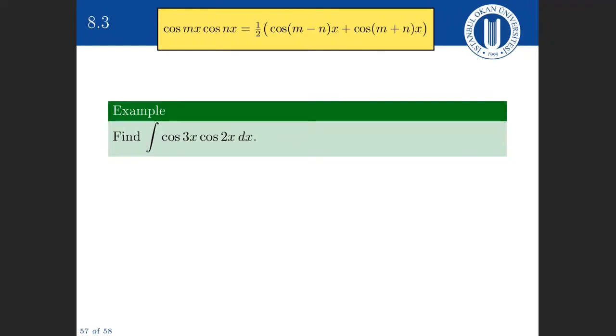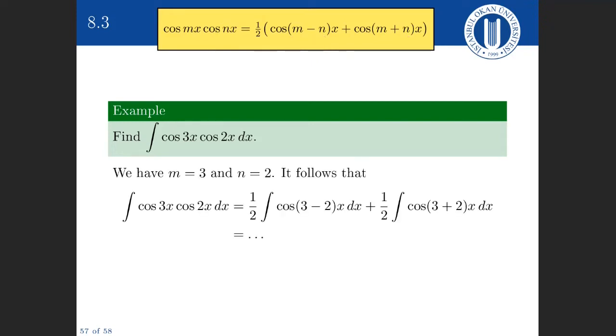Find the integral of cos 3x cos 2x. Again, I've put the formula that we want at the top. m is 3 and n is 2. So we have 3 minus 2, and we have 3 plus 2. We're going to be doing cos 1x, and we're going to be doing cos 5x. Etc., etc. You could finish this example if you wanted to.